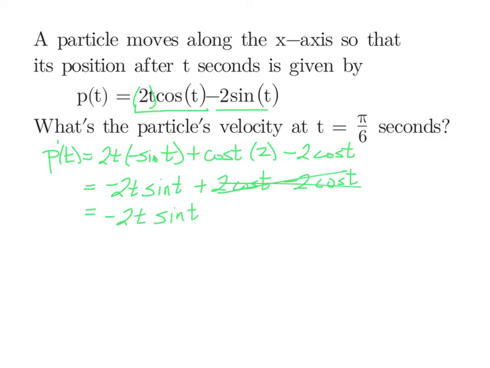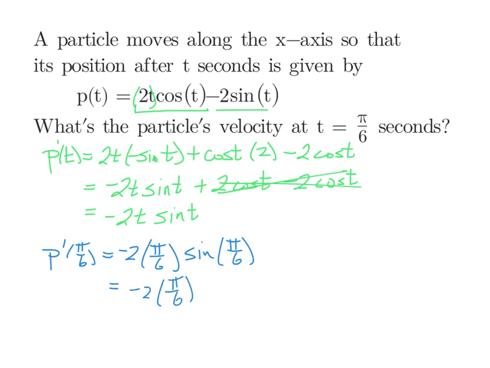Now we can find that instantaneous velocity by finding the derivative at the instant that t is pi over 6. So we just plug that in. And we'll end up with negative 2 times the pi over 6. And the sine of pi over 6 is 1/2. So our instantaneous velocity will be negative pi over 6. And our units would be units per second.